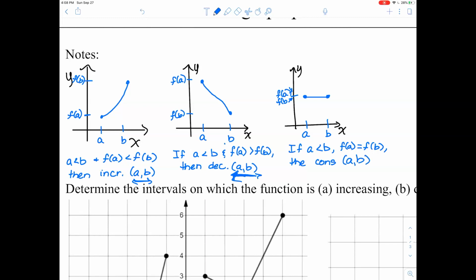Okay, now what we have to remember all the time is that when we're talking about intervals of increasing, decreasing, and constant, the intervals remain open.